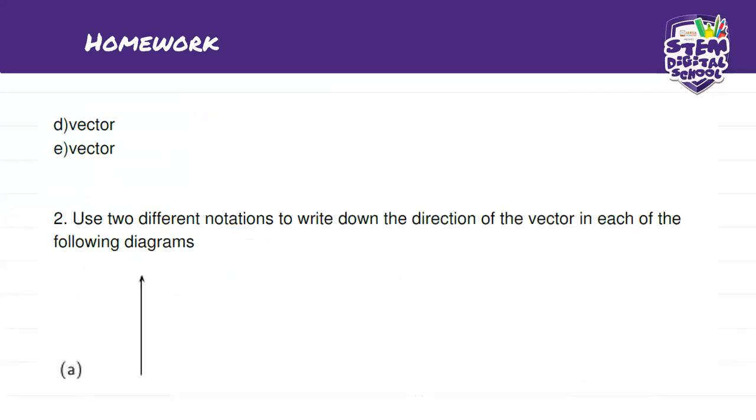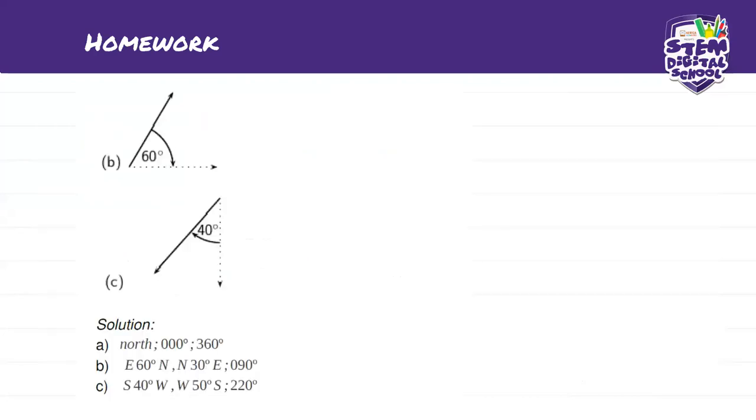Okay. So use two different notations to write down the direction of the vector in each of the following diagrams. So there we have it. There we can say it's north, right? North, 0 degrees, or you can say 360 degrees. So this is the notation that you guys can understand.